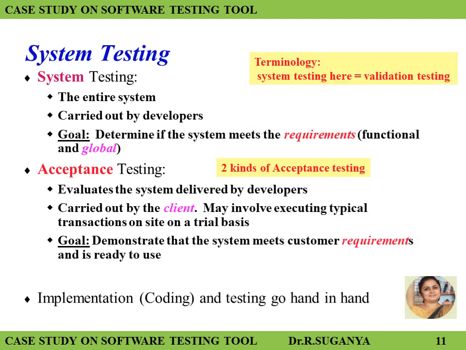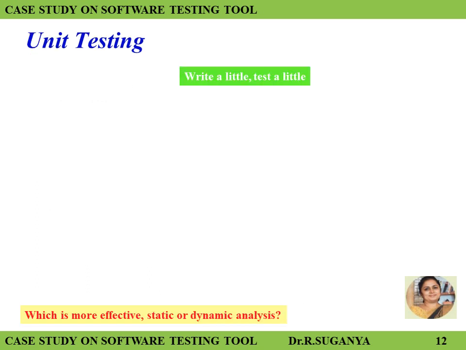System testing covers the entire system and is carried out by developers, and the main goal is to determine if the system meets the requirements. Acceptance testing: there are two kinds of acceptance testing. It evaluates the system as delivered by developers, is carried out by the client, and demonstrates that the system meets customer requirements. For implementation testing, in unit testing, write a little and test a little.